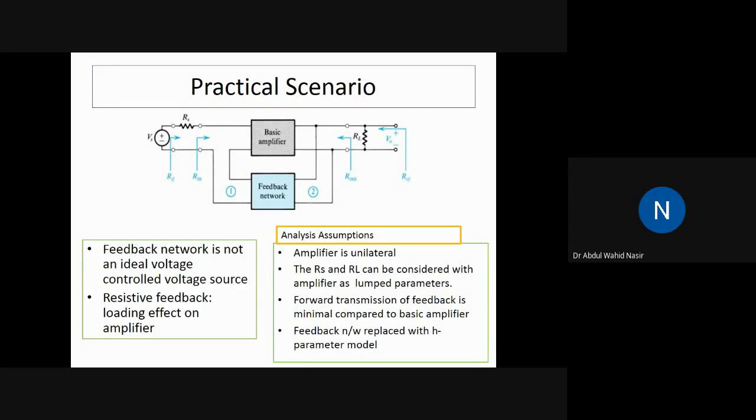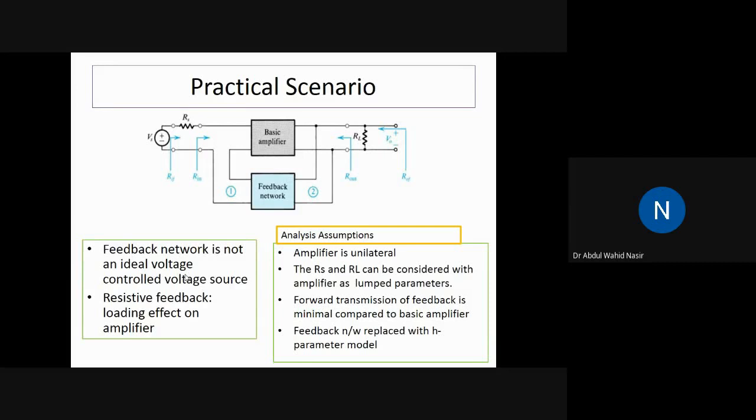That has been shown in this circuit diagram. It represents a series shunt, or voltage amplifier, negative feedback amplifier. Here you can have this is R in, this is RIF, this is R out and this is ROF. Why, in practice, what factor has to be considered? The feedback network is not an ideal voltage controlled voltage source. Rather, it has some loading effect.